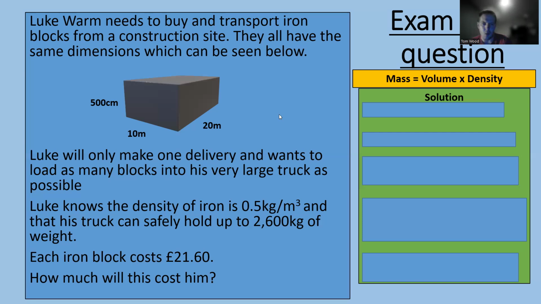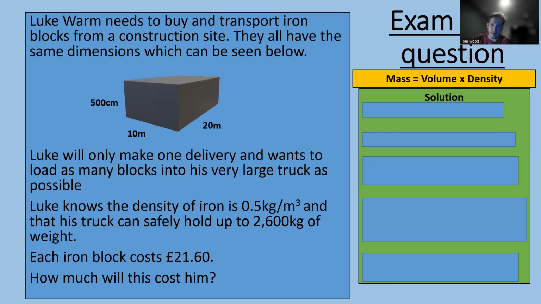Luke is only going to make one delivery and he wants to load as many blocks onto his incredibly large truck as possible. Luke knows that the density of iron is 0.5 kilograms per meter cubed. Okay, I doubt strongly that value is correct. I've just made it up. And that his truck can safely hold up to 2,600 kilograms of weight. Each block costs £21.60. How much will this cost him?